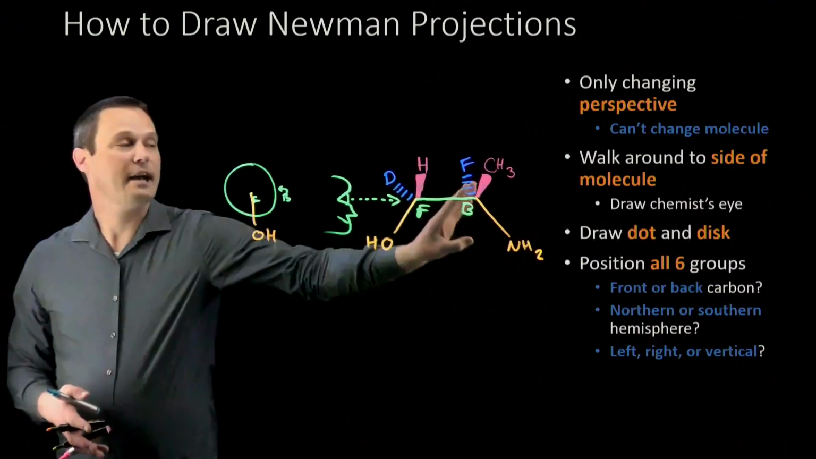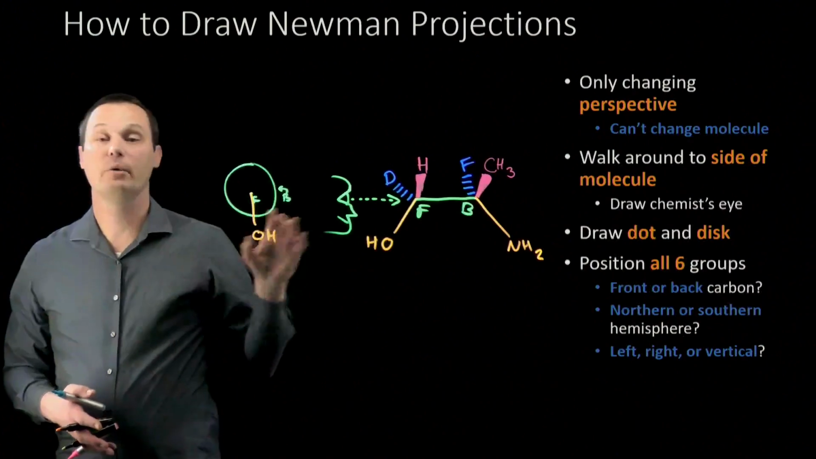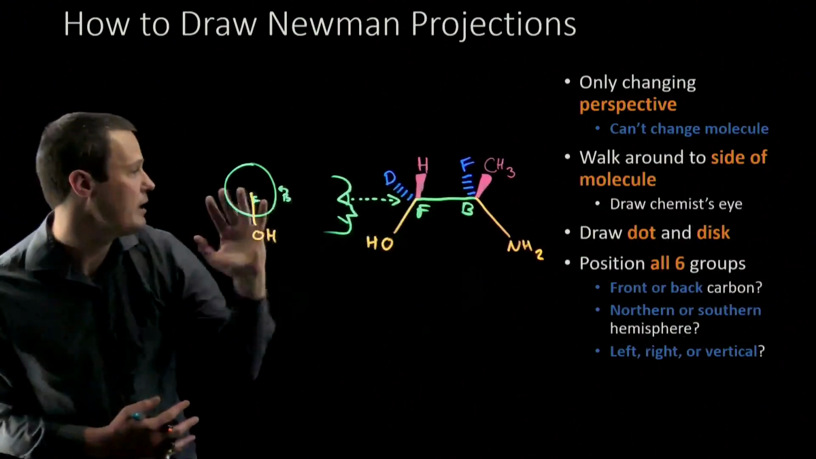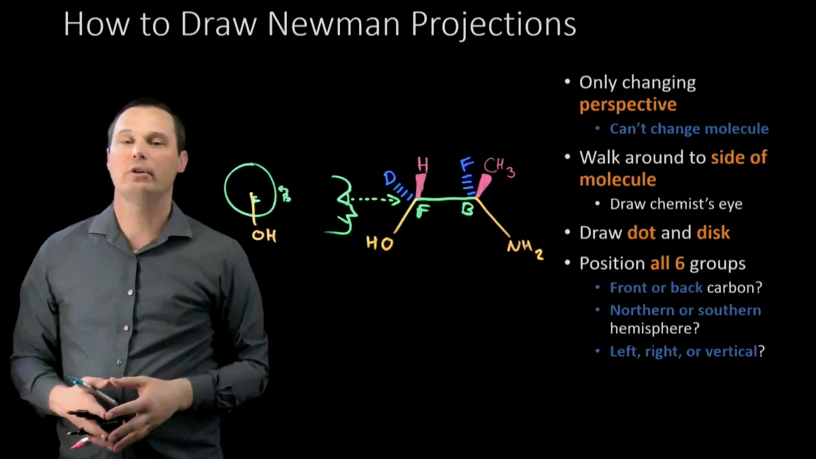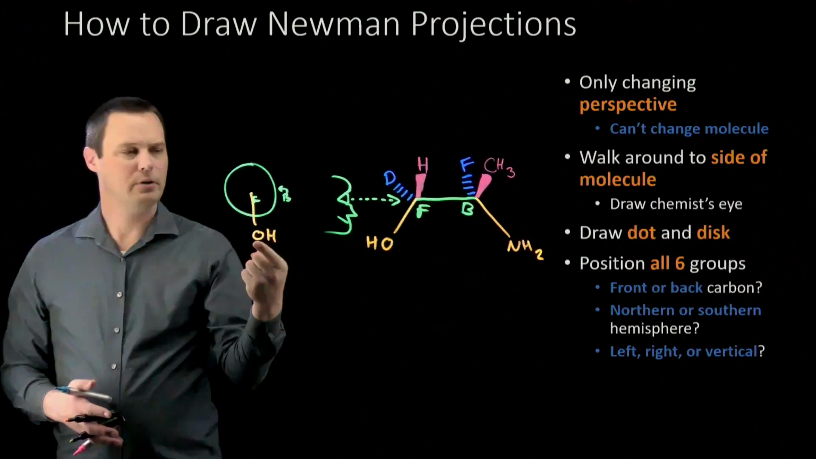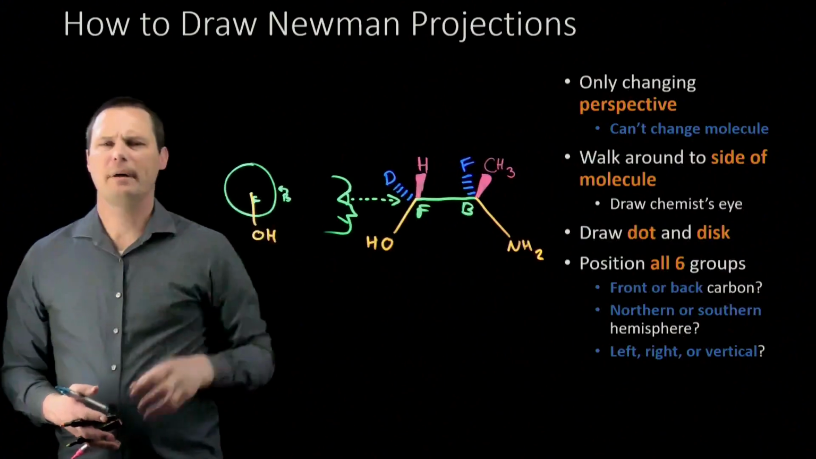Moving over to this NH2 group. This NH2 group is attached to the back carbon, so it will be cut off by that disk. We won't be able to see the whole bond. It's in the southern hemisphere, and because it's in the plane, when we look at it from the side, it will again be on that vertical axis. So it will be attached to the back carbon in the southern hemisphere on the vertical axis. It's going to be right behind this OH group.